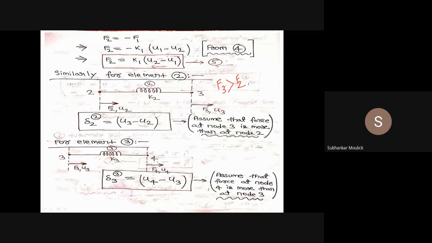So for element number 3, similarly, I can write the deflection delta 3 for element number 3. It is U4 minus U3, if F4 is greater than F3. But if F3 is greater than F4, the equation becomes U3 minus U4. Since we have assumed that F4 is greater than F3, the equation is delta 3 equal to U4 minus U3. Is the step clear?